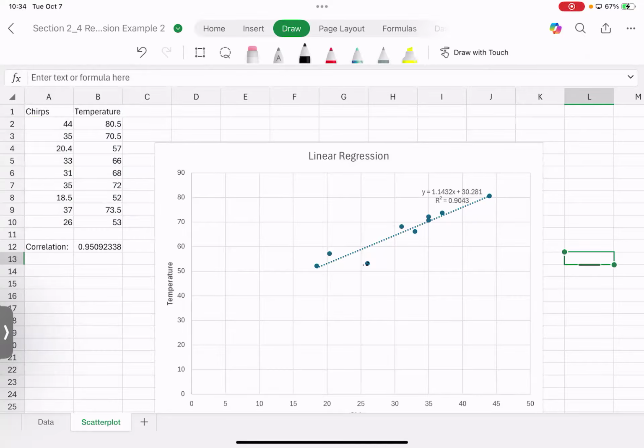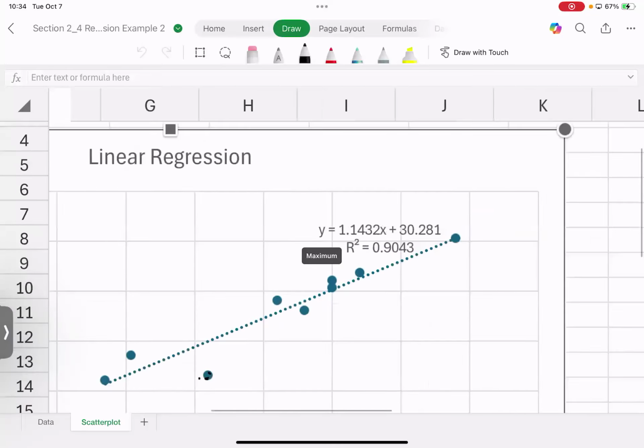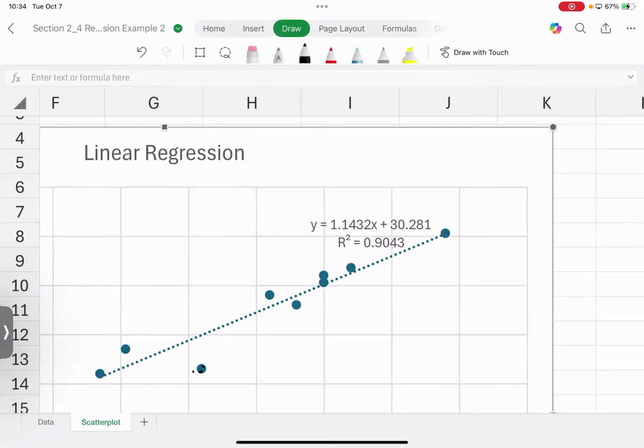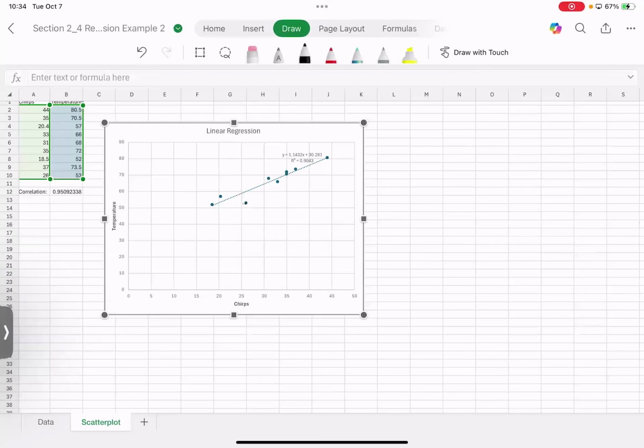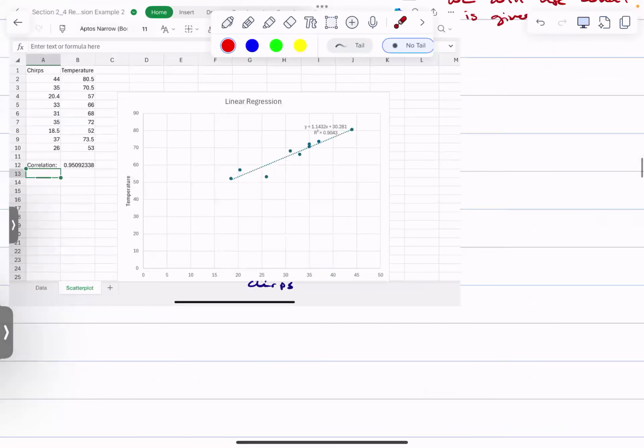You can right click on a dot, and then it'll say add trend line, right? And I think it gives you some options. Notice that here, what's this? y equals 1.1432x plus 30.281. Looks like a line to me. That's the equation of the line of best fit. There's also an r squared, which I'm holding off on just a little bit longer.